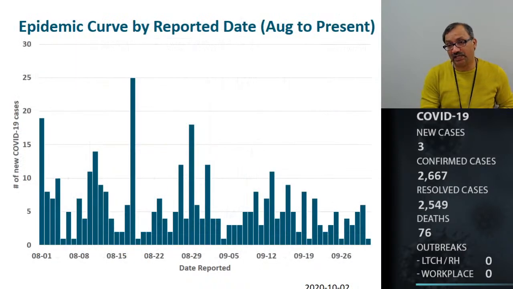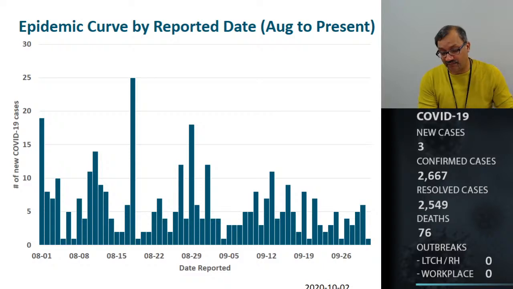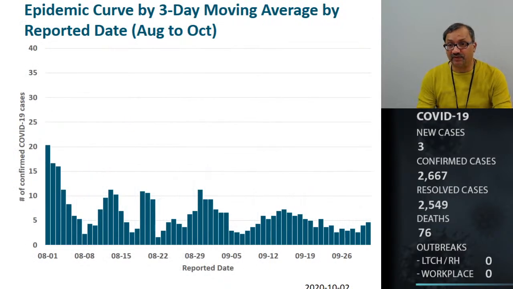Focusing on the epi curve in just the last couple of months, starting from August, we're seeing an ongoing decline in the daily cases reported to public health since the beginning of August. Another way to look at it is the 3-day moving average, and what we can see here again is a similar picture. A high number of cases in the month of August, then trending downwards into the month of September, and we're continuing to see similar trends as we move into the month of October right now.